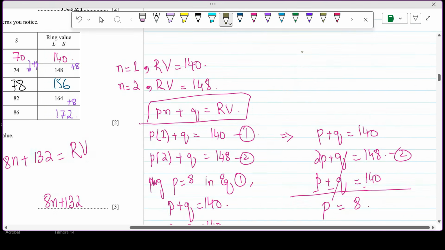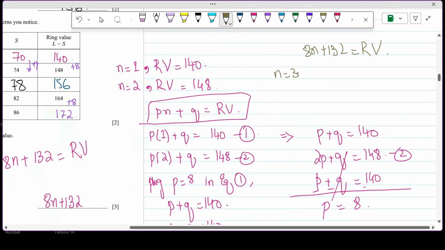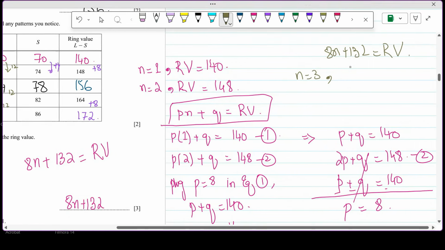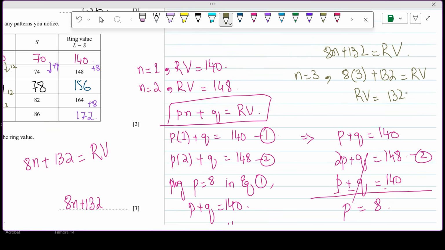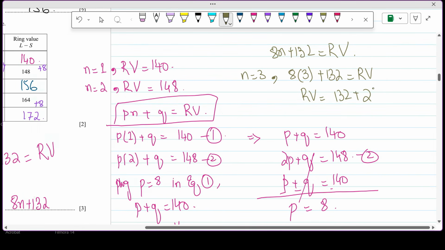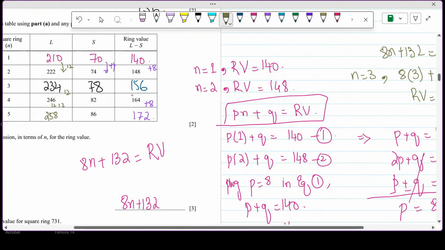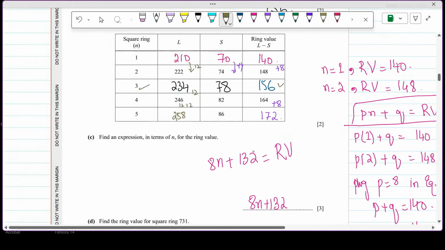You can counter check by plugging in n equal to 3. When we have 8n plus 132 equal to the ring value, when n is equal to 3, we should have 156. So 8 times 3 plus 132 is equal to the ring value, which is 132 plus 24, and this is equal to 156. So the ring value is 156. So it is confirmed that the expression we found is right.